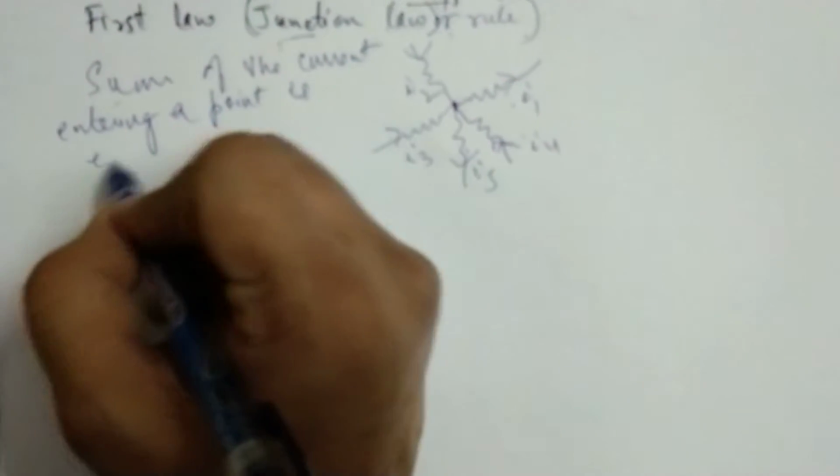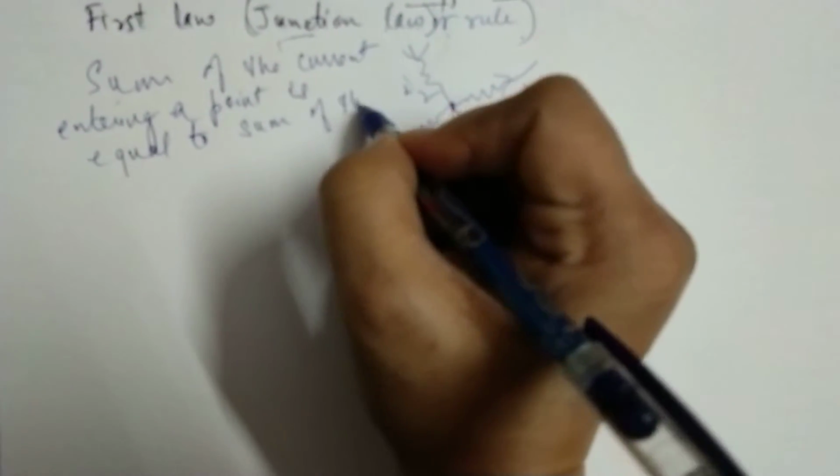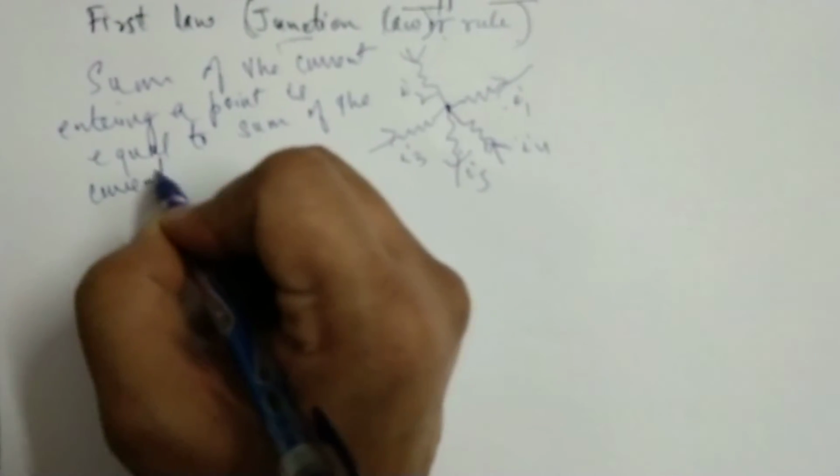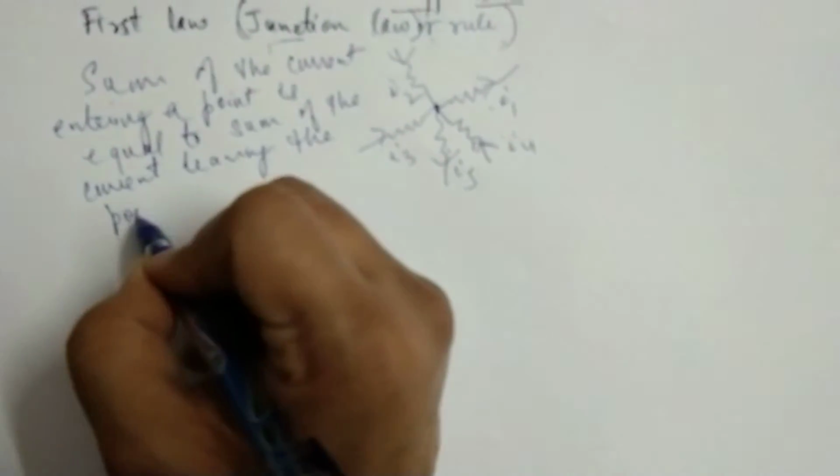The first law says that the sum of the current entering a point is equal to the sum of the current leaving the point. So the number of currents entering here is equal to the number of currents leaving.